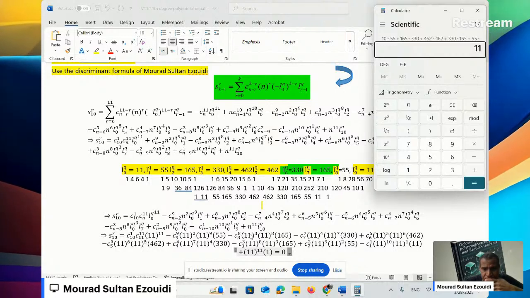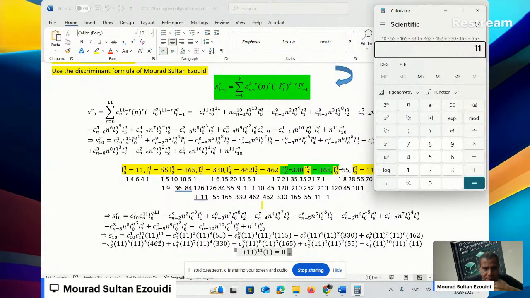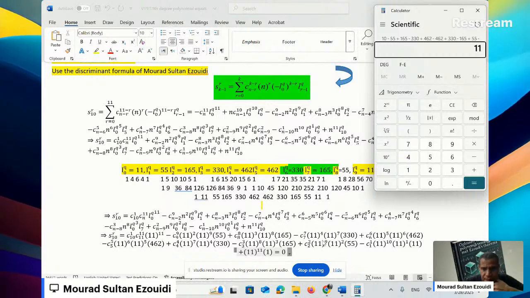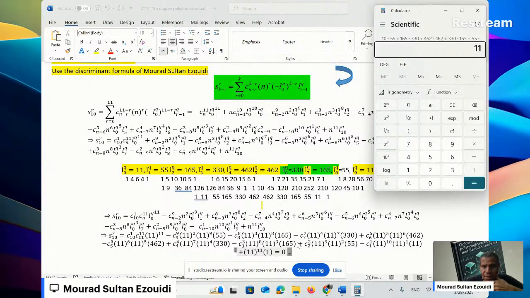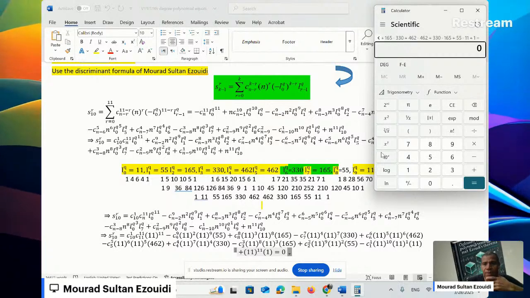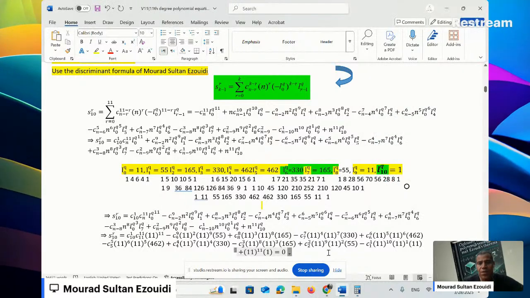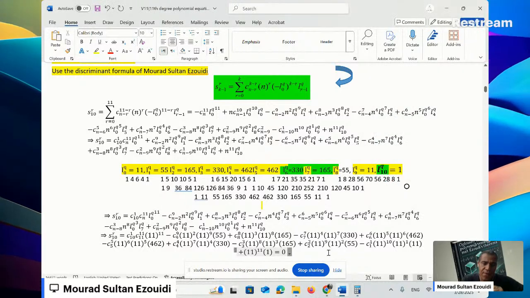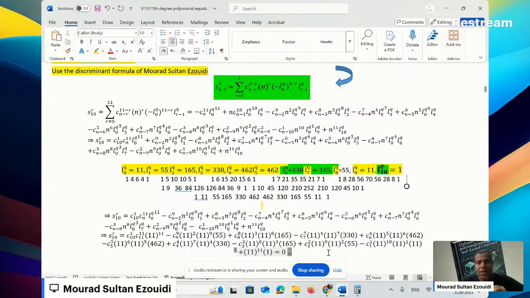Plus, minus, plus, minus, plus, minus, plus, minus, plus, minus, plus 1, plus 10, plus 1 is equal to 0, you see? So it means that all the coefficients of our new 11 degree equation are equal to 0.